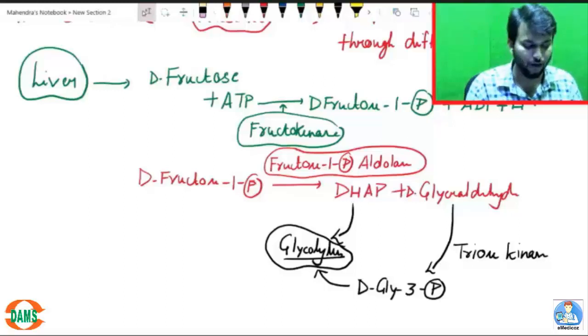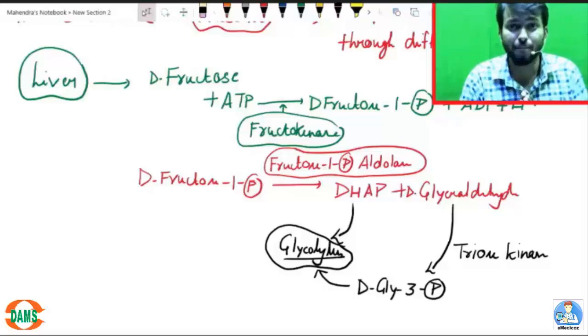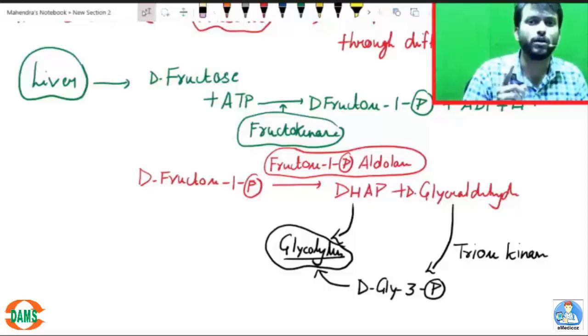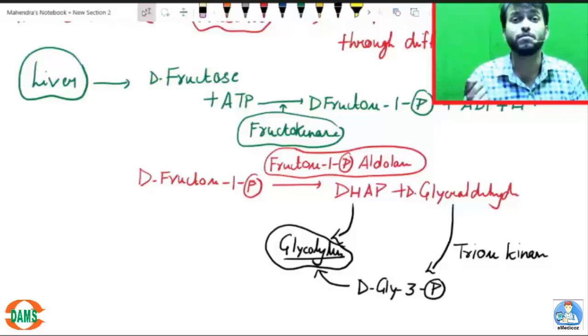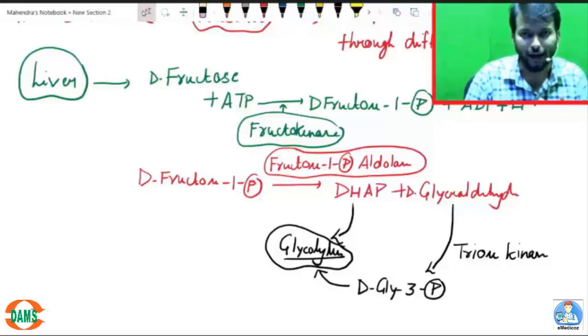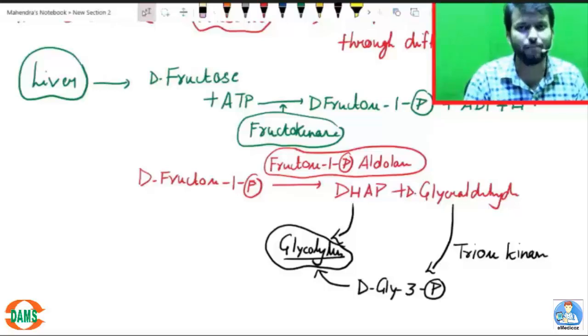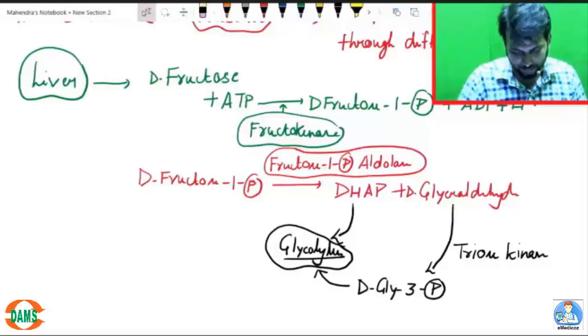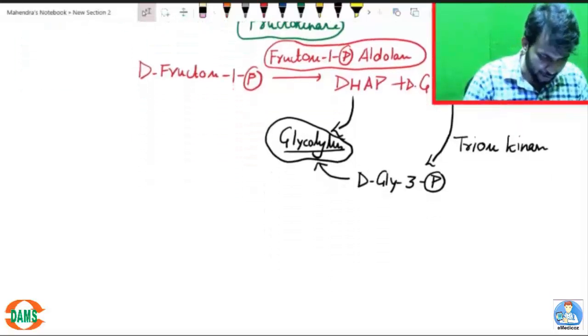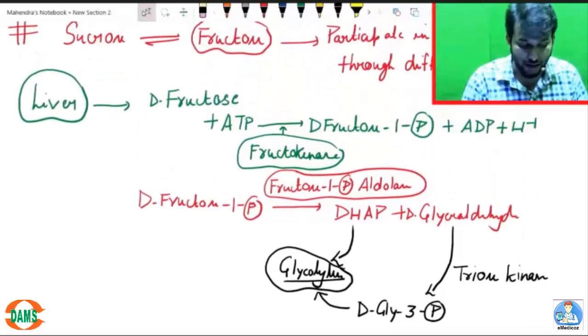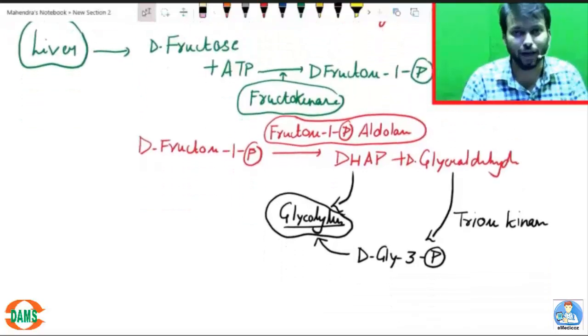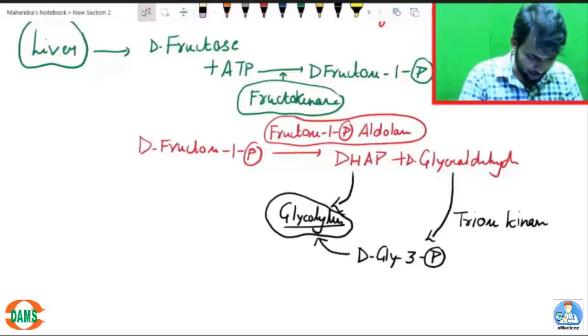So in the liver, fructose combines to form D-fructose 1-phosphate, and this 1-phosphate breaks into DHAP and glyceraldehyde, and then DHAP can enter the process of glycolysis. But for entry into glycolysis, D-glyceraldehyde must be phosphorylated with the help of triose kinase, and D-glyceraldehyde 3-phosphate can enter the process of glycolysis. Now we can say that this is another glycolytic intermediate in the liver, but in the kidney and in the muscle there are different processes that we are going to explain.